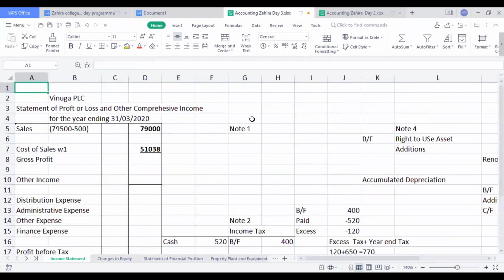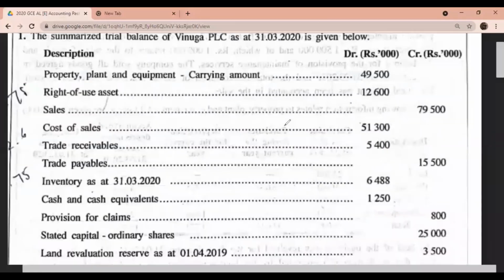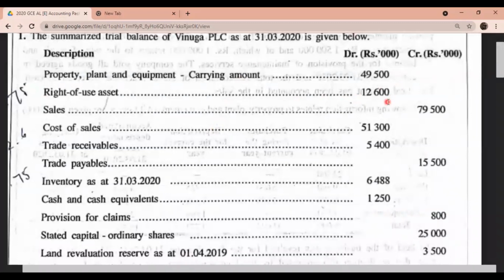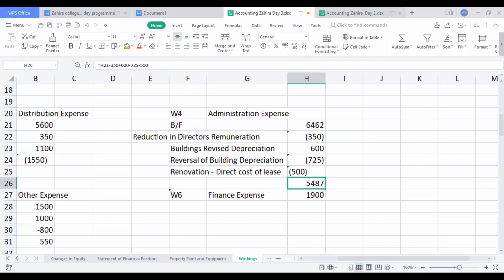Let's move on to the trial balance, guys. I'll start with the trial balance. Now we're going to finalize the sum. Just see what we have missed and what we have not missed. Property, plant and equipment done. Right to use asset done. Sales done. Cost of sales done. So we move on to the next part of the sum.